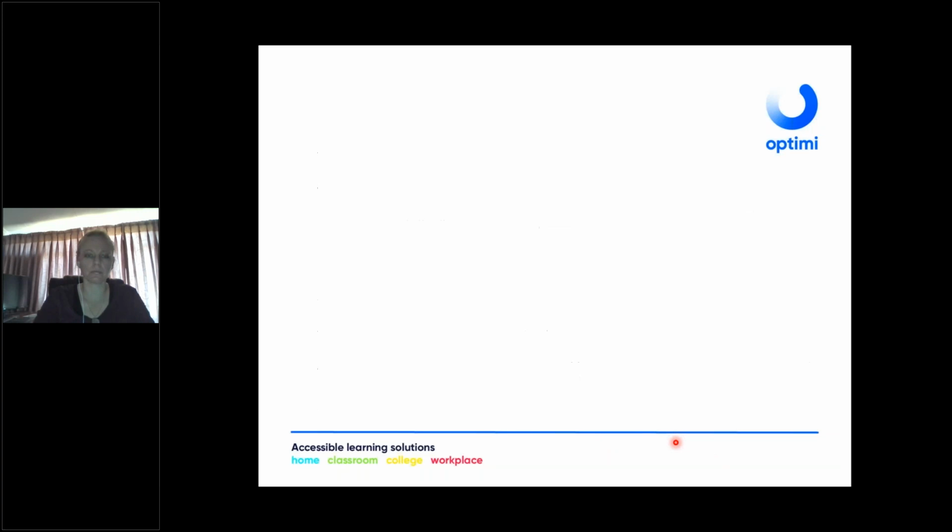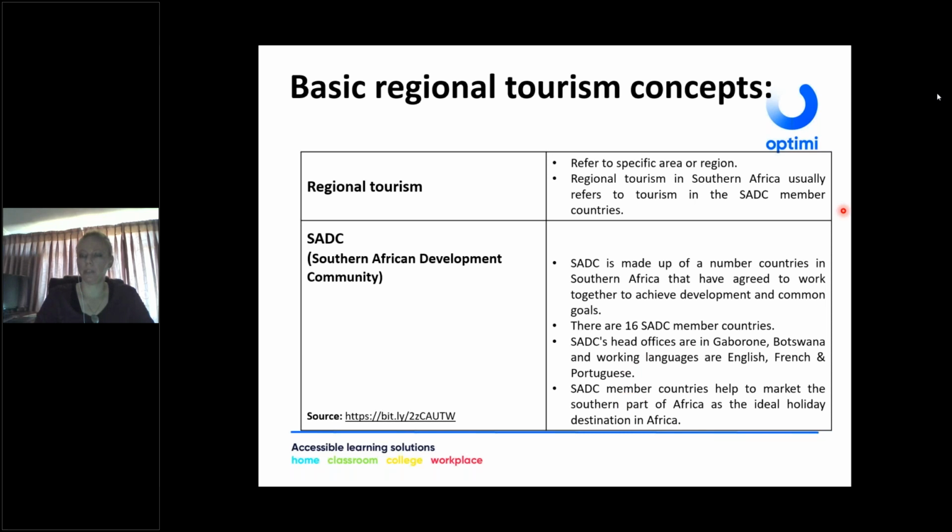Okay. So first of all, if we look at week 1, so we are now in week 1 for term 3's work. This deals specifically with regional tourism. So let's just cover a few basic concepts first. So first of all, we're going to look at regional tourism. So if we speak about regional tourism, it refers to a specific area or region. So regional tourism in Southern Africa usually refers to tourism in the SADC member countries.